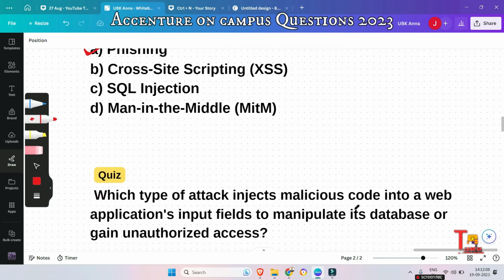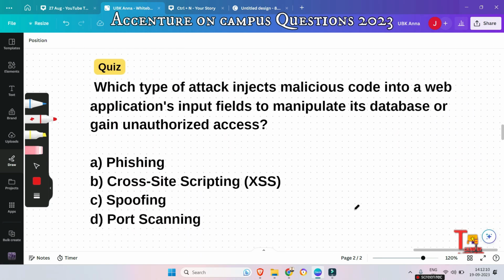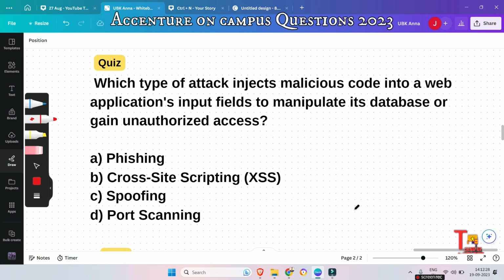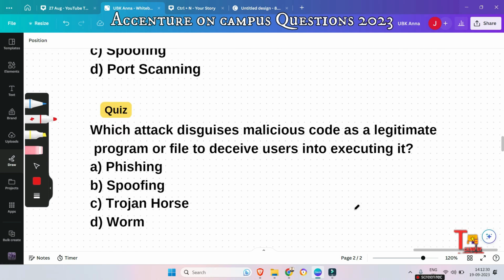Okay, let's go to the next question. That is a quiz question for you. If you have read the diagram very carefully, then you can answer this, right? Which type of attack injects malicious code into a web application's input fields to manipulate its database or gain unauthorized access? Phishing, XSS, spoofing, or port scanning? I hope you will give the answers of this quiz and this quiz as well.